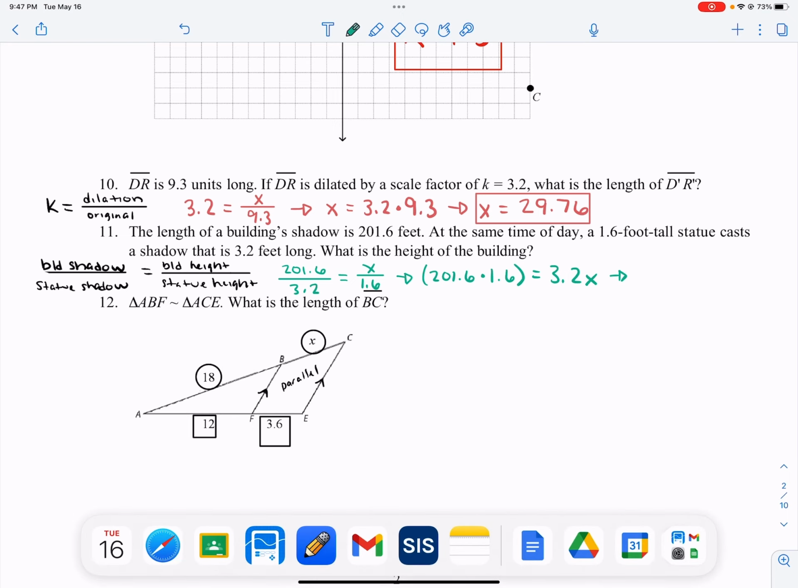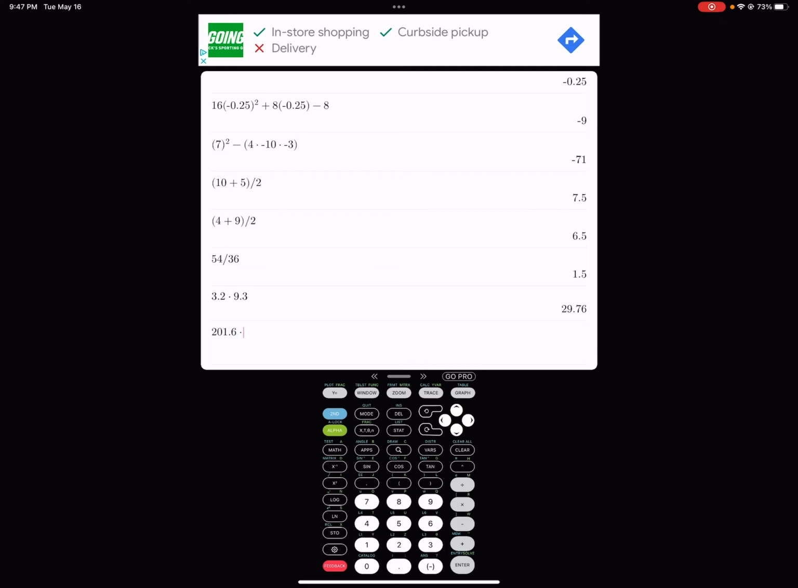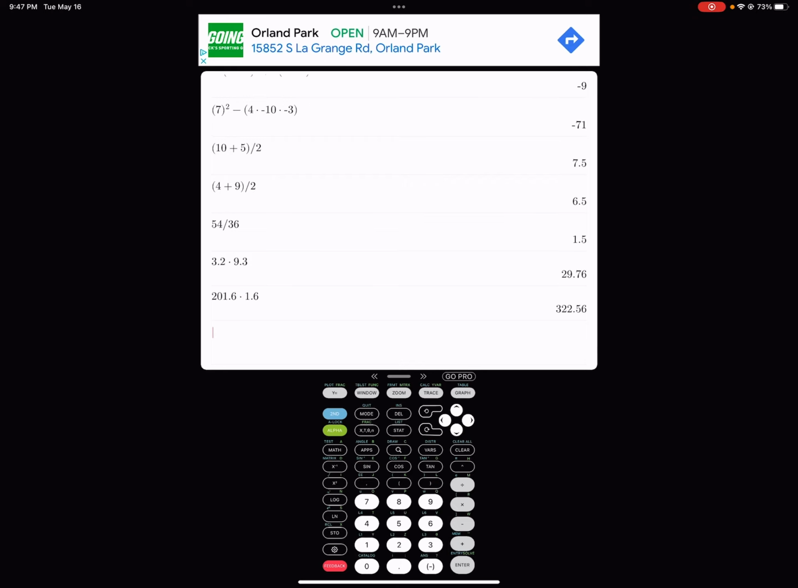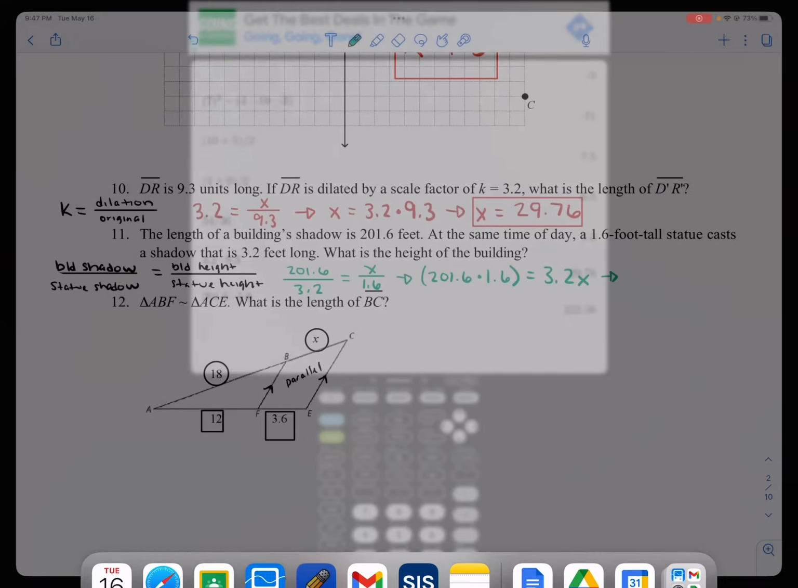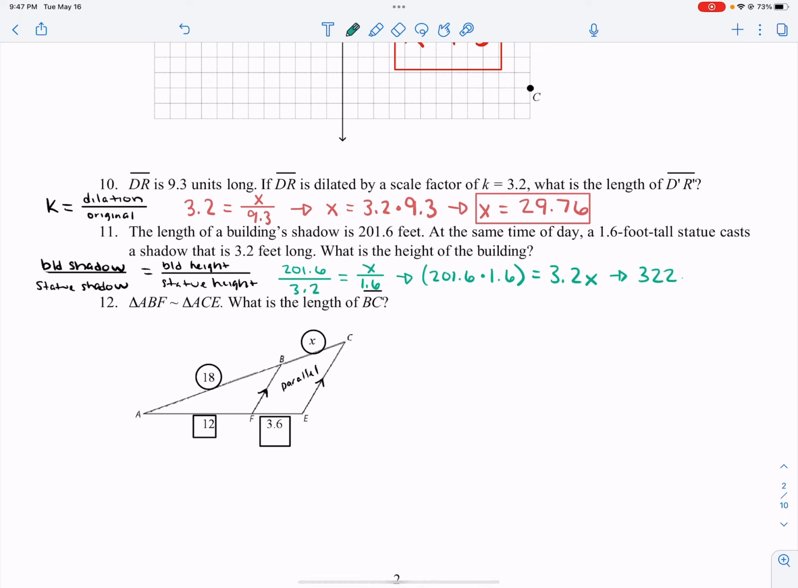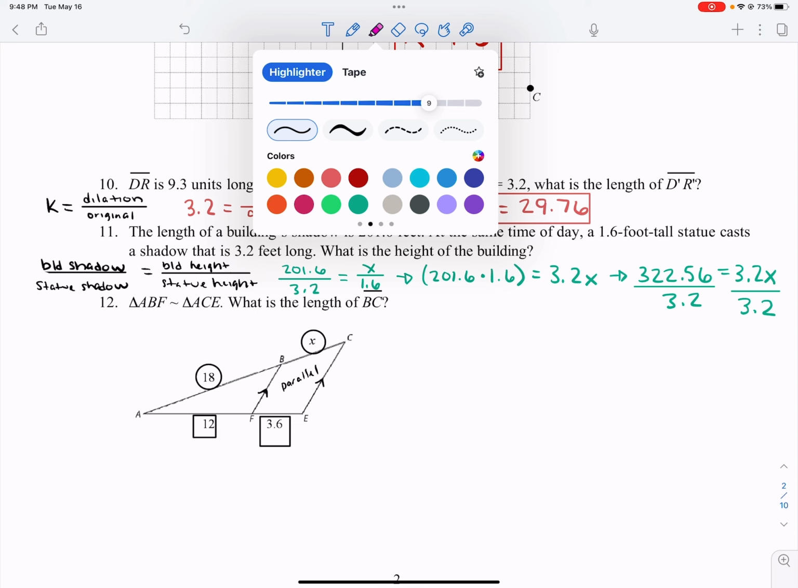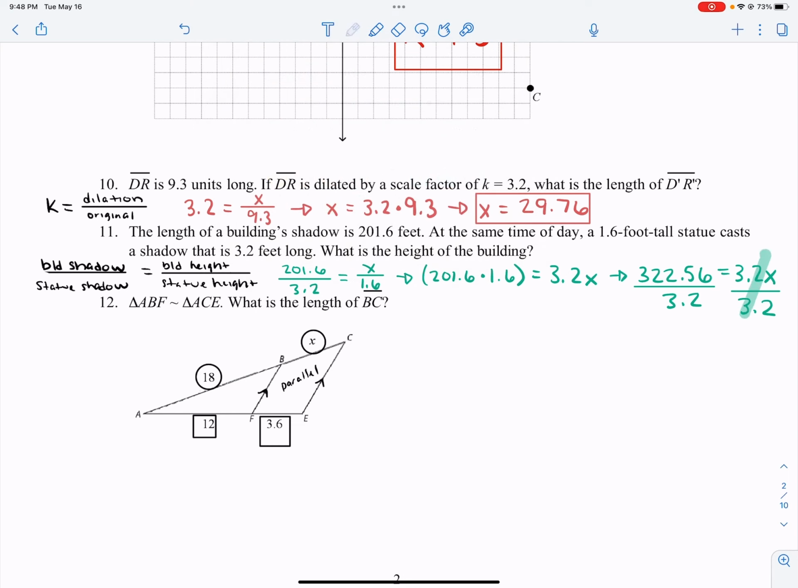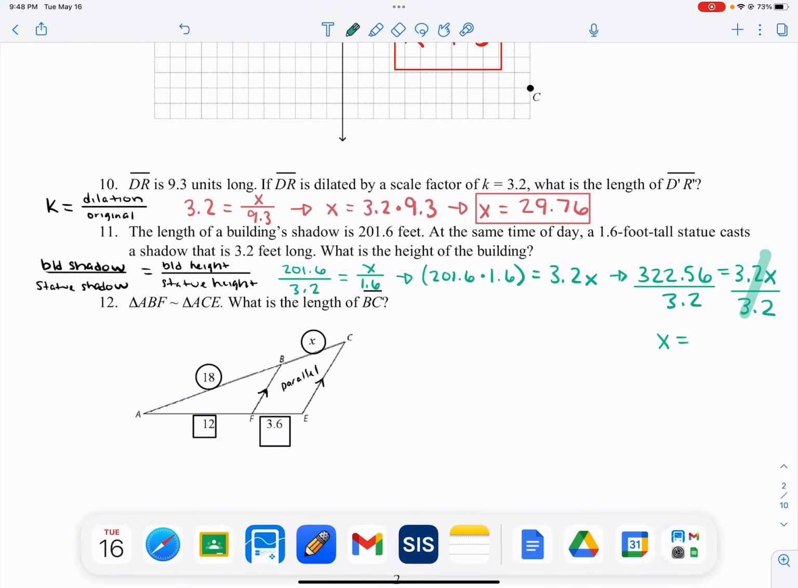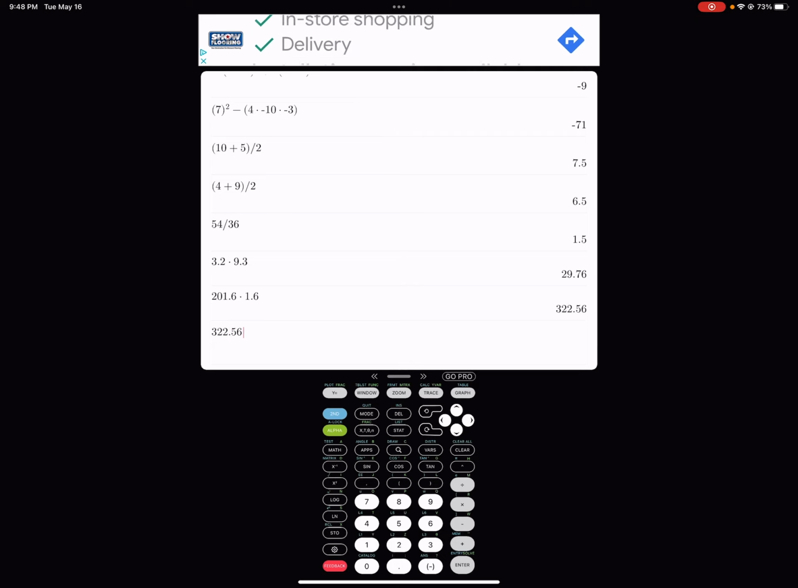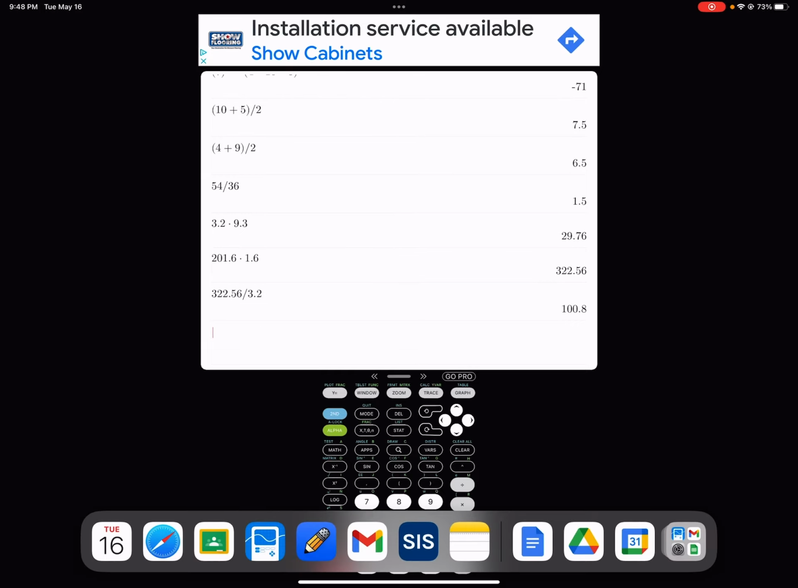So 201.6 times 1.6, and I get 322.56. So 322.56 equals 3.2x. My last step is to divide, because again, it's called cross multiply and divide. So I'm going to cross multiply and divide. These cancel out. I'm going to divide on my calculator, 322.56 divided by 3.2, and I get 100.8.